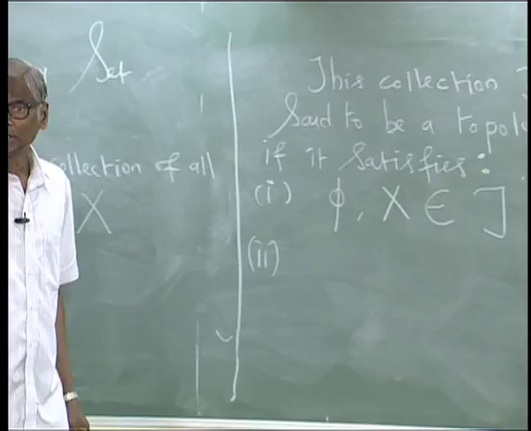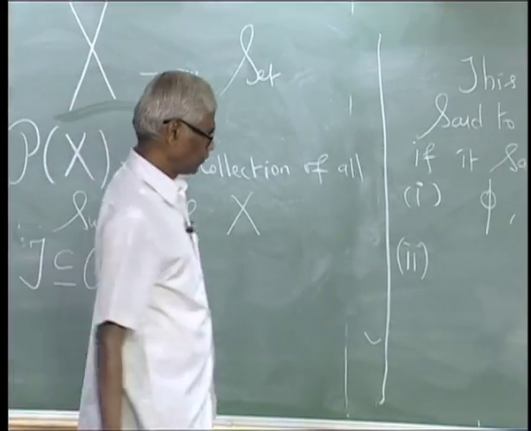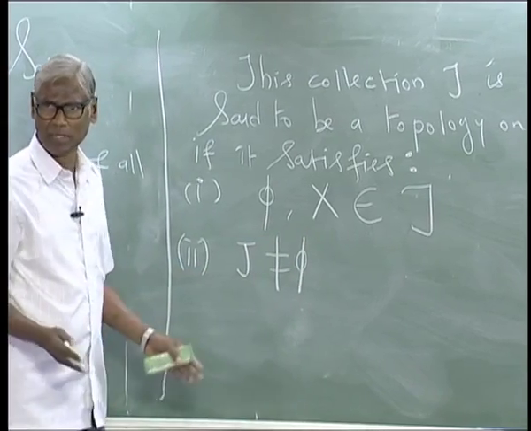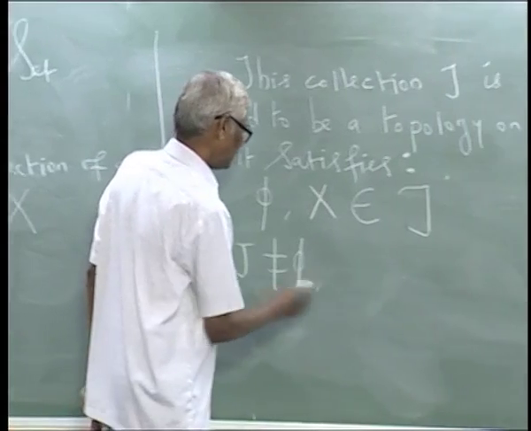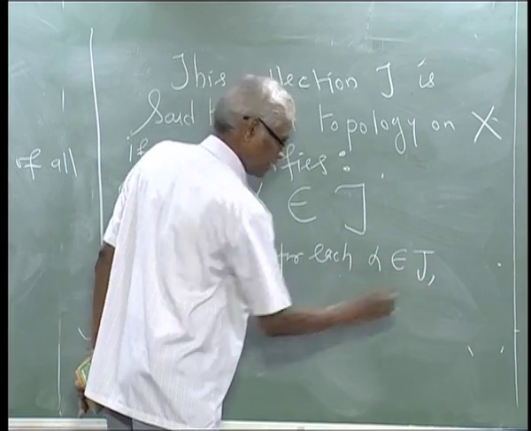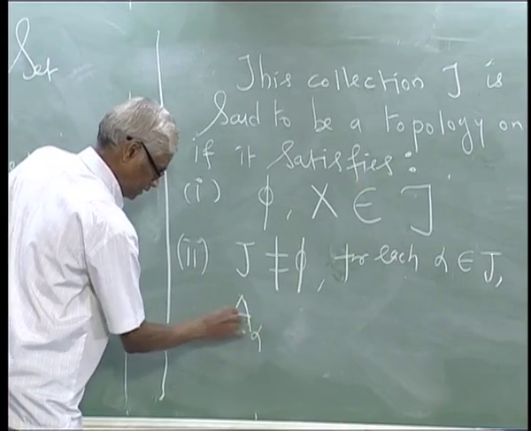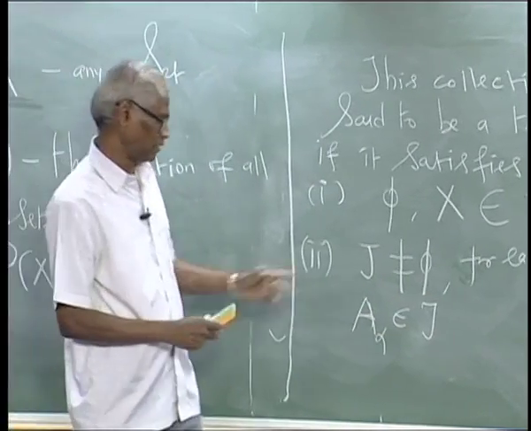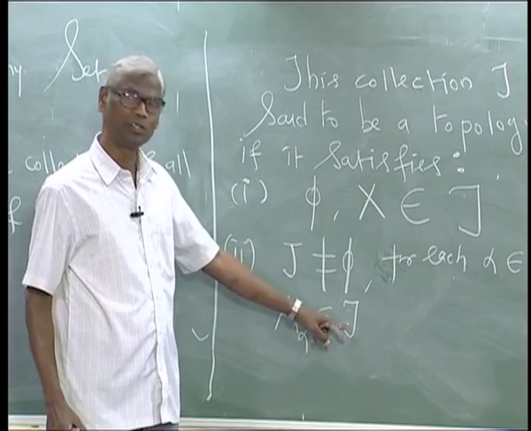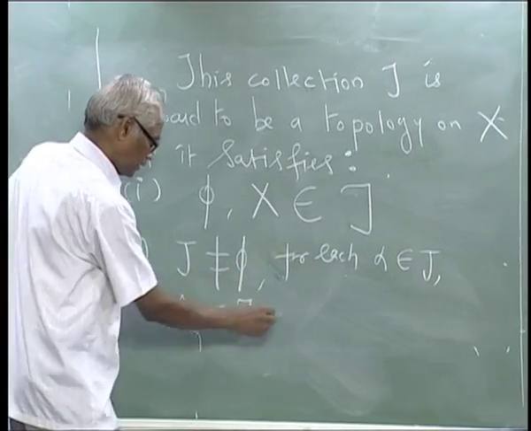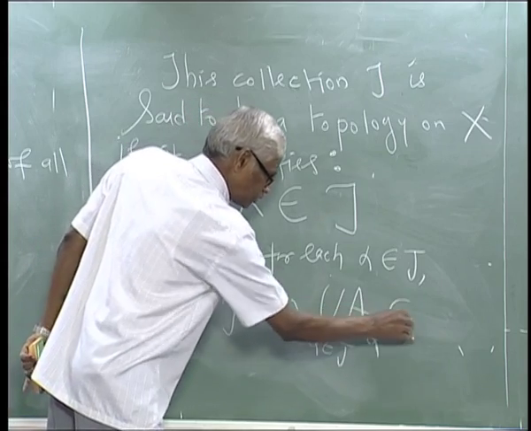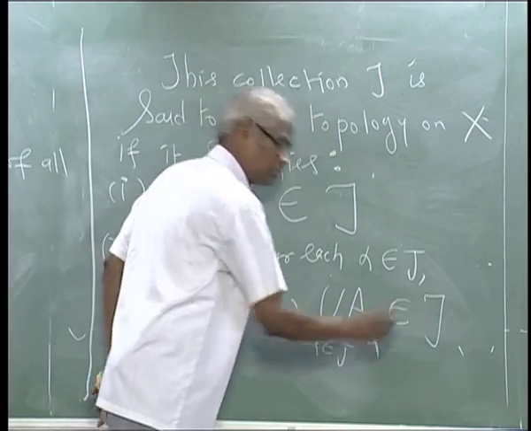Second, it is closed under arbitrary union, meaning you take J, a non-empty index set, which is just any non-empty set. For each alpha belonging to J, A alpha belongs to tau. It is given that for each alpha in J, A alpha is a subset of X and that subset belongs to tau. If it is so, then this would imply closed under union: the union of A alpha, again a subset, also belongs to tau.